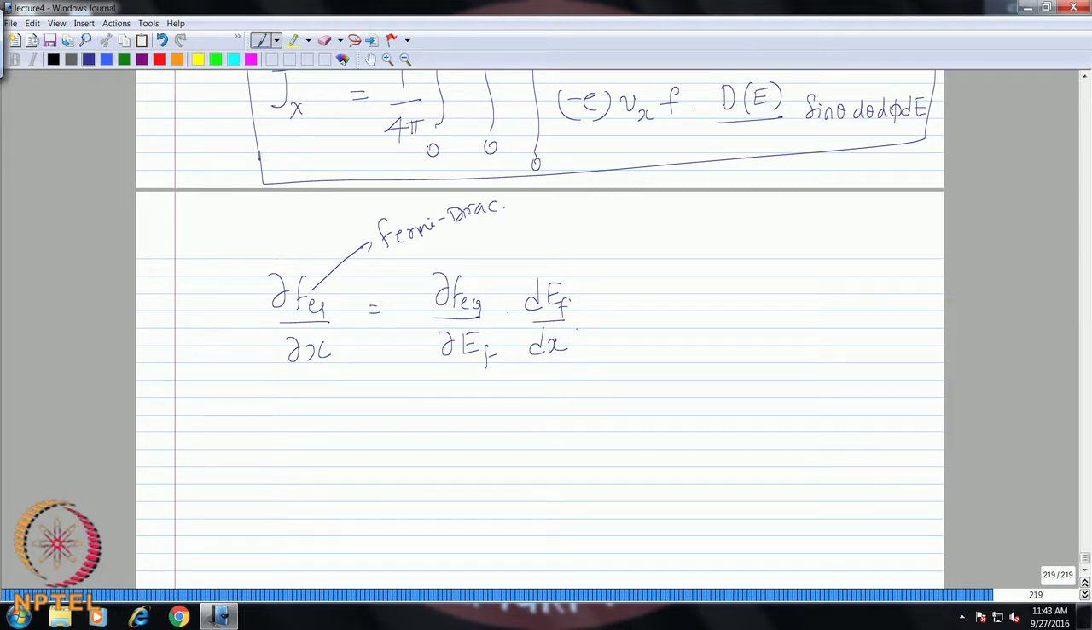Had there been a temperature gradient and no charge flux transport, this would have become df equilibrium by dT into dT by dx, and there would be no electric field. So, then you will be able to get an analogous expression for transport of heat by electrons similar to that of the phonons, except that the relaxation time will be the relaxation time for electron collision, not phonon collision. That is the only difference. Okay.